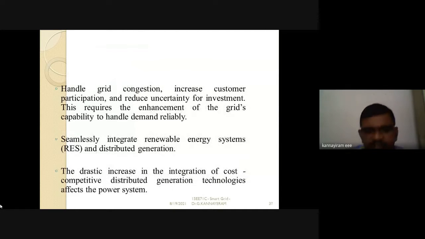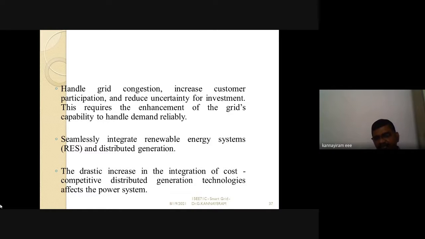Here we can handle grid congestion, increase customer participation, reduce the uncertainty of the investment, and require the enhancement of grid capability to handle the demand reliably. If we increase the power generation, then automatically the reliability of power given to the consumer improves. Suppose the number of generators is increased, then grid congestion can take place. Increased customer participation and reduced uncertainty of investment require the enhancement of grid capability to handle the demand in a reliable manner.